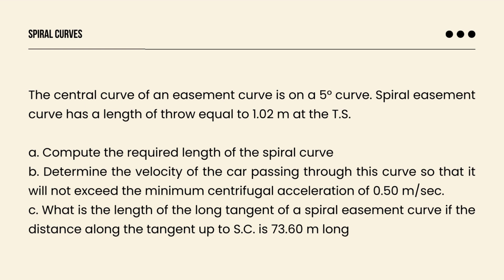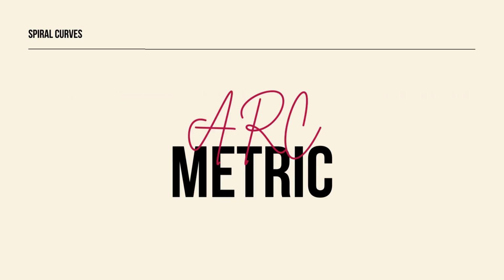B. Determine the velocity of the car passing through this curve so that it will not exceed the minimum centrifugal acceleration of 0.50 meters per second. C. What is the length of the long tangent of a spiral easement curve if the distance along the tangent up to SC is 73.60 meters long?